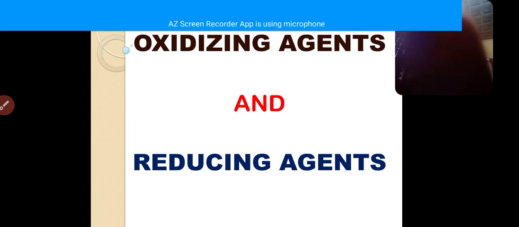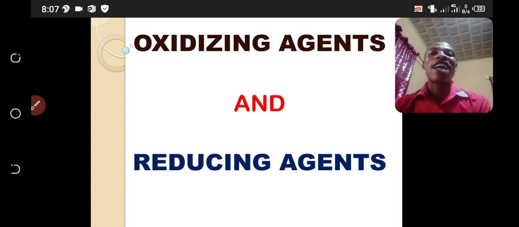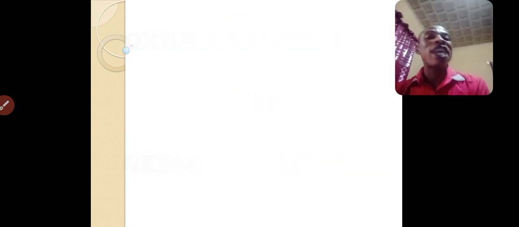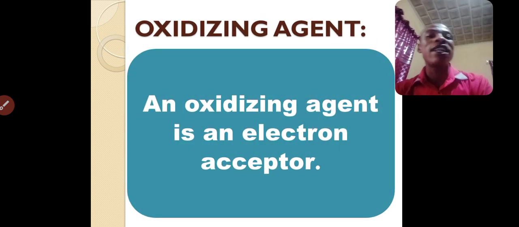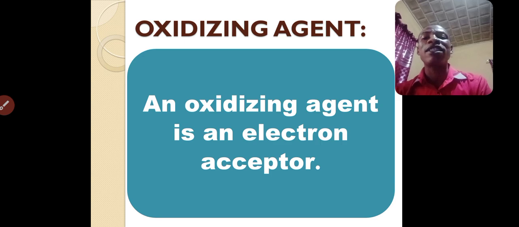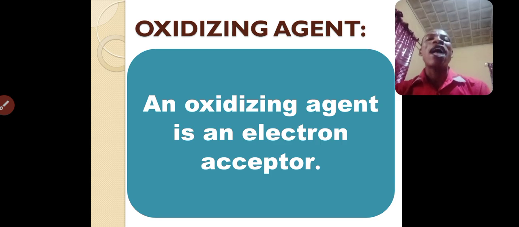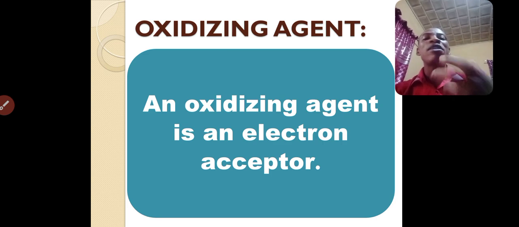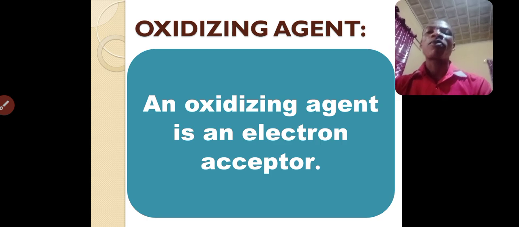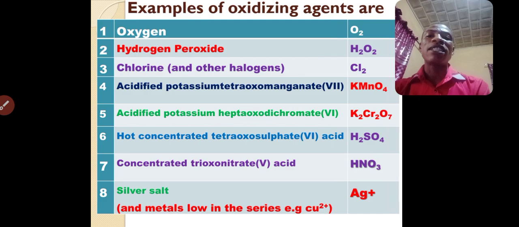In this video we'll be looking at oxidizing agents and reducing agents. What are oxidizing agents? As we have previously learned in a previous lesson, oxidizing agents are electron acceptors. They are substances that have the ability of accepting electrons from another species. Alright, let's look at some examples of oxidizing agents.